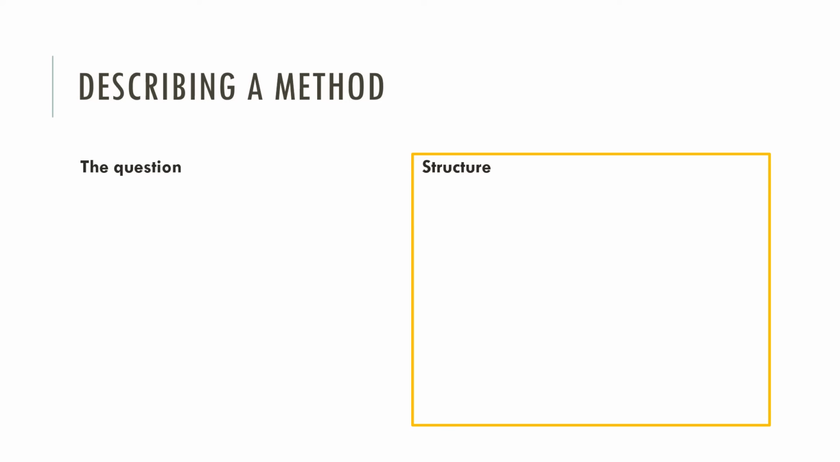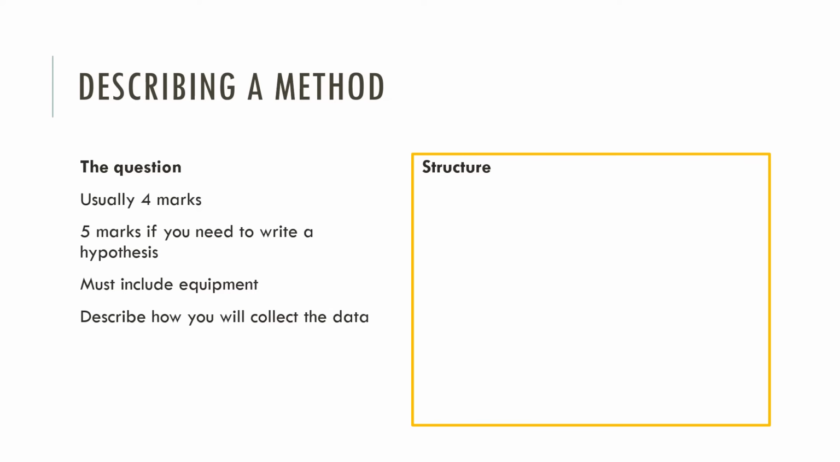So these questions that require you to describe a method, they typically are 4 marks, 5 marks if you need to write a hypothesis. They must include equipment, and you need to describe how you would collect the data from that. Now, you might be given a stimulus, so some sort of figure or an image showing students collecting the data that you can use. So again, label that to find out the equipment. And you might be asked to draw a diagram, although I haven't seen this for a coastal question, and really the hardest, the one that you would be required to draw a diagram for is possibly gradient, and I've tried to include that there for you.